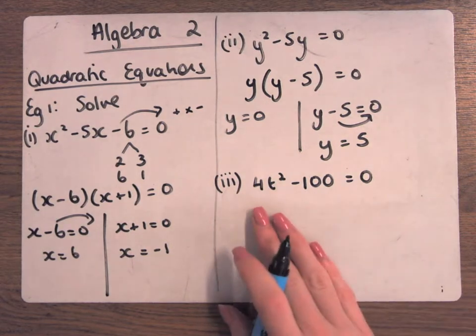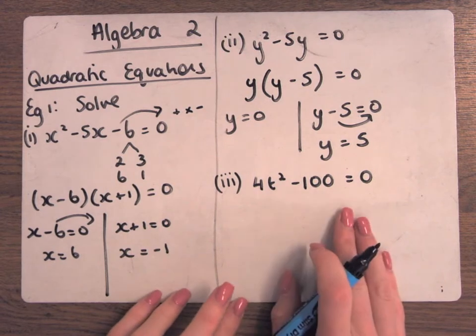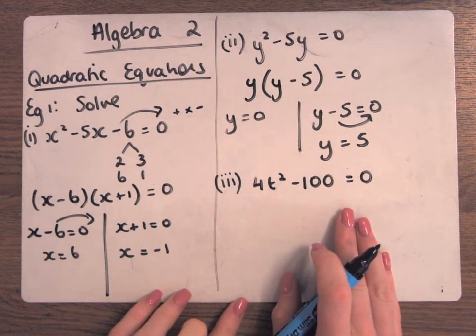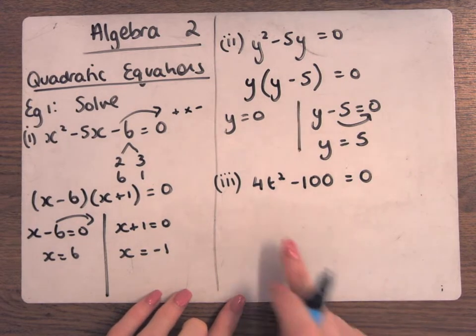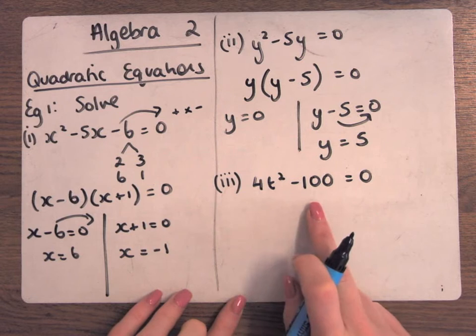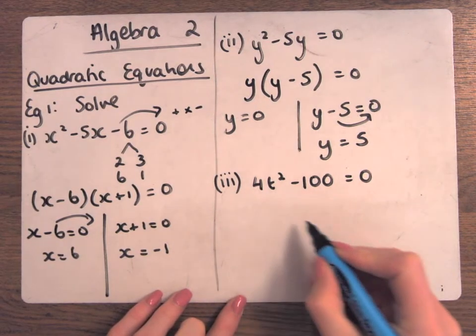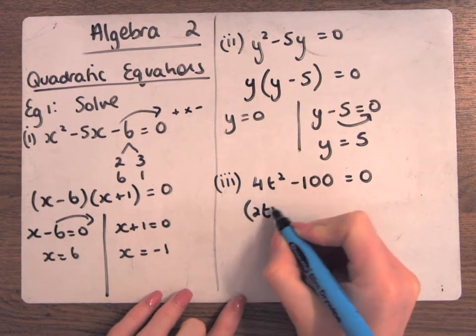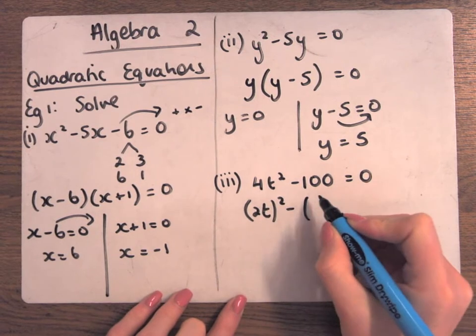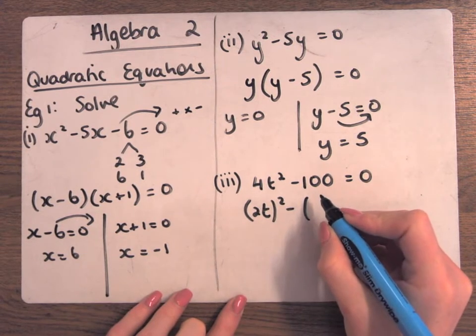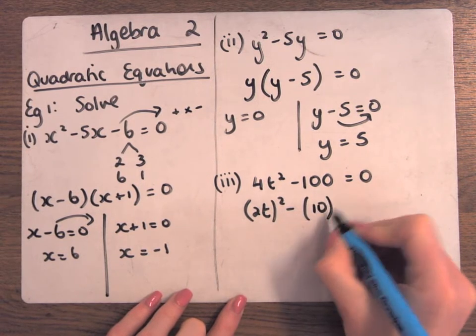And lastly, 4t squared minus 100 equals 0. There's two ways you can do this, okay? First way is, can you recognize what these two are? Difference of two squares. If you do it the difference of two squares way, you don't need to remember something extra, okay? So let's do it the difference of two squares way. So this is 2t to be squared, and this is 10 to be squared.